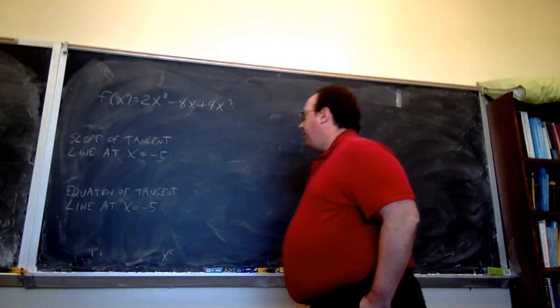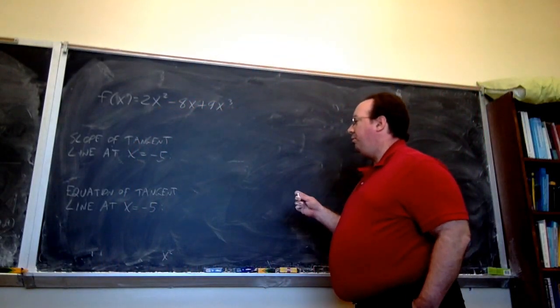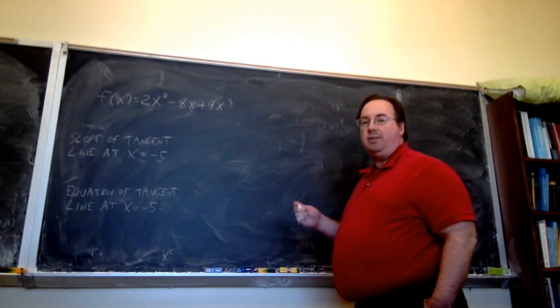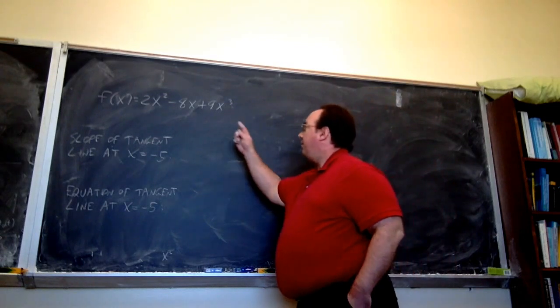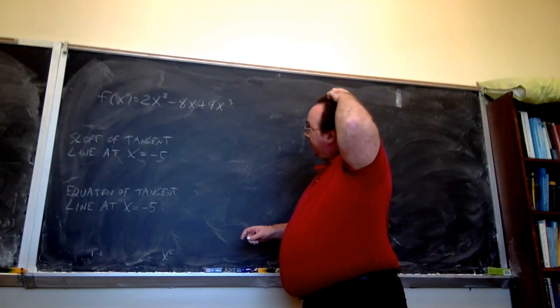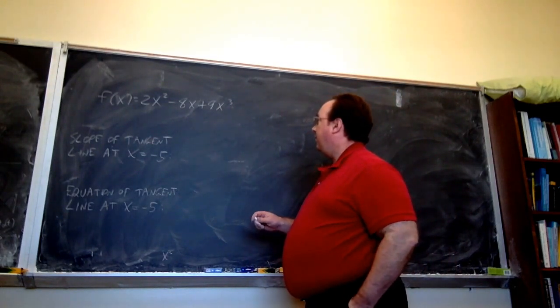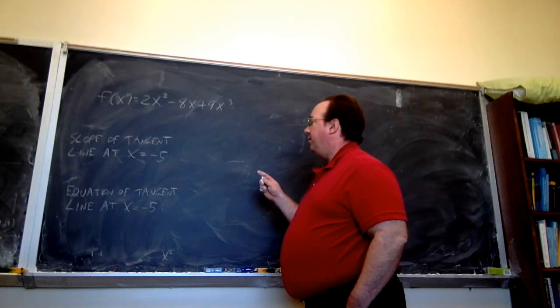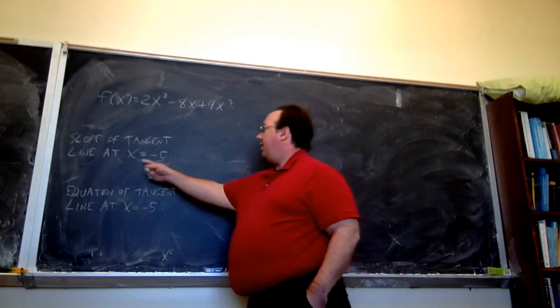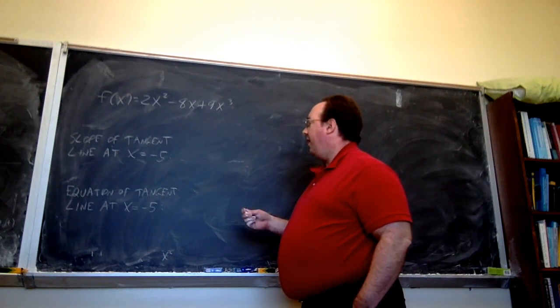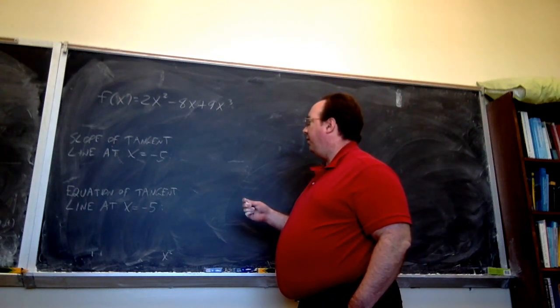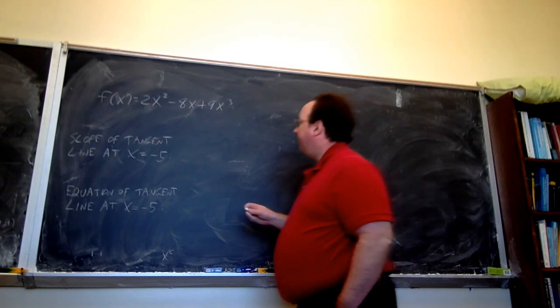In this video, I'm going to show you how to compute the slope and an equation of a tangent line of a given function at a given point. So here's our function, 2x squared minus 8x plus 9x cubed. The first thing you need to do, given this x value, x equals minus 5, is compute the slope of a tangent line at that point on the graph corresponding to that x value.